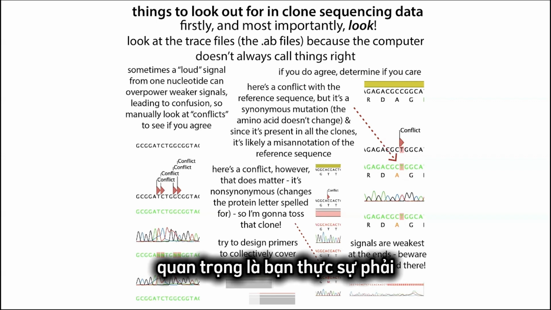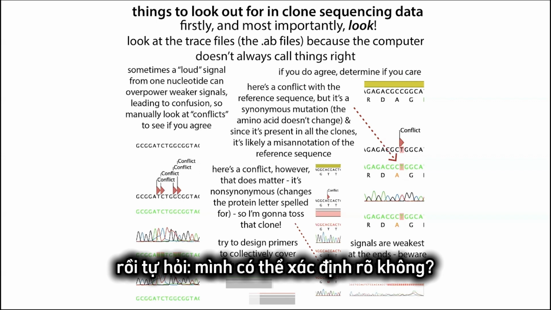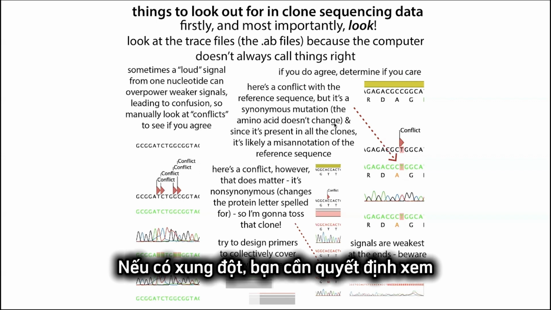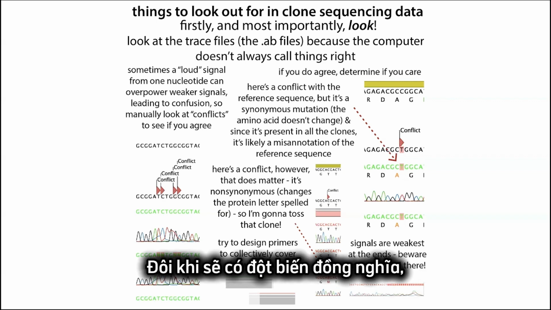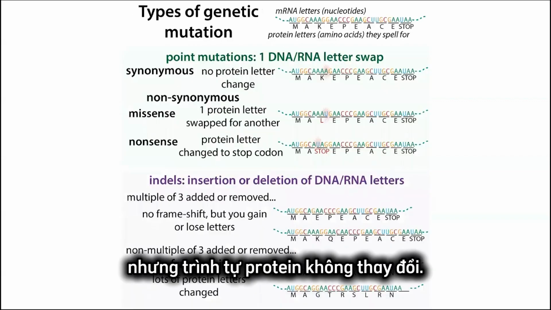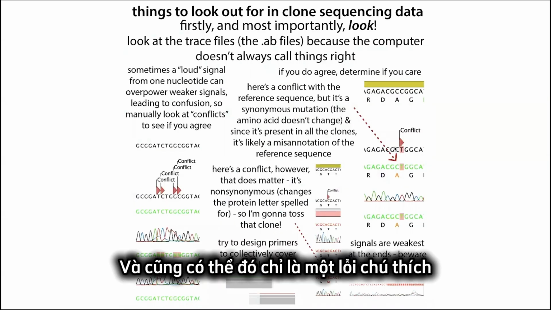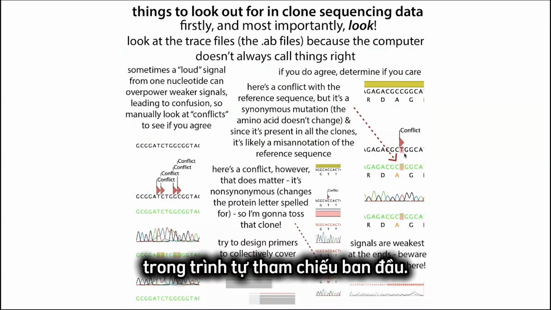And so it's important that you actually look at the data directly, go to those conflict sites and see, okay, can I figure this out? Now if there is a conflict, you need to decide, does it really matter? So sometimes there's going to be a synonymous mutation where the DNA sequence changes, but the actual protein sequence doesn't change. And so maybe you don't care. And maybe it was actually a misannotation in your original reference.